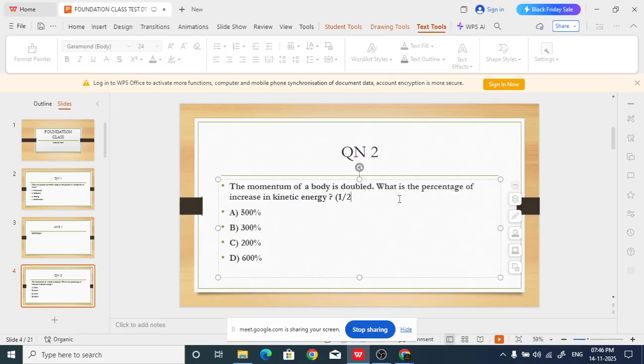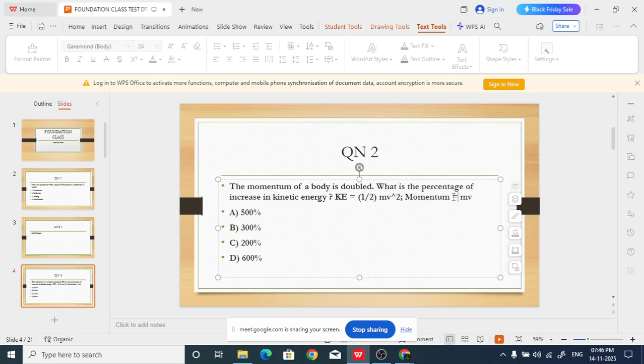No, you did not study this? Soundarya, have you studied kinetic energy? No, sir. Oh, okay. That is why you are not able to say. See, kinetic energy is equal to half m v square. M is mass, v is velocity. Now, the momentum is equal to m into v. Fantastic. Now they say momentum is doubled.